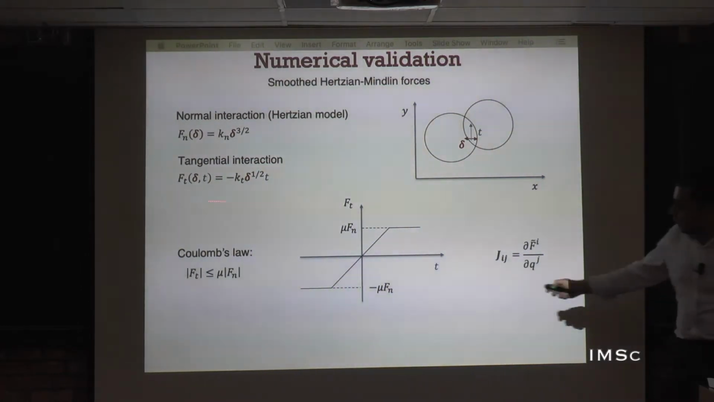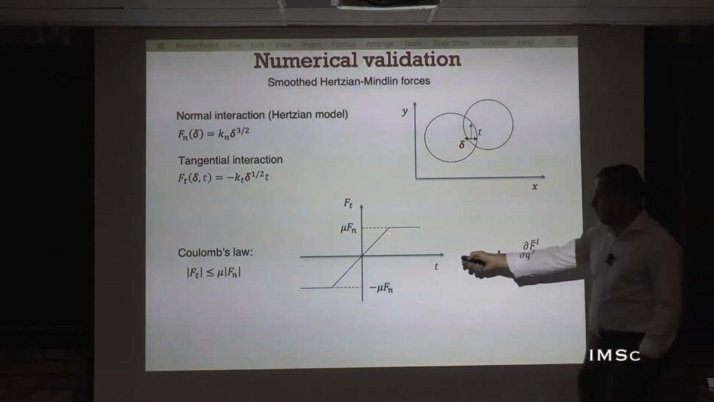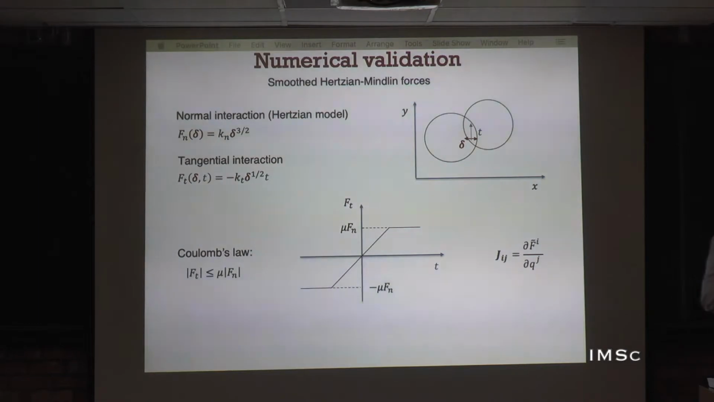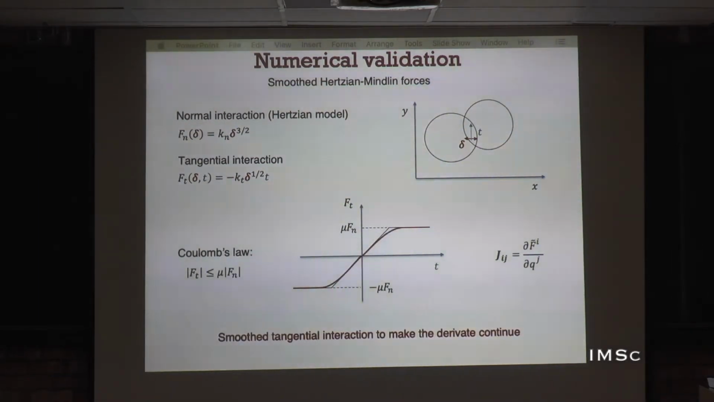And if you look at Coulomb's law, you find here a cusp. So here the derivative is not well defined. So what we have been doing is just make the simplest modification you can do to smooth out the Coulomb threshold so that the derivatives are well defined. So when you have done this, we have diagonalized and studied what's happening.